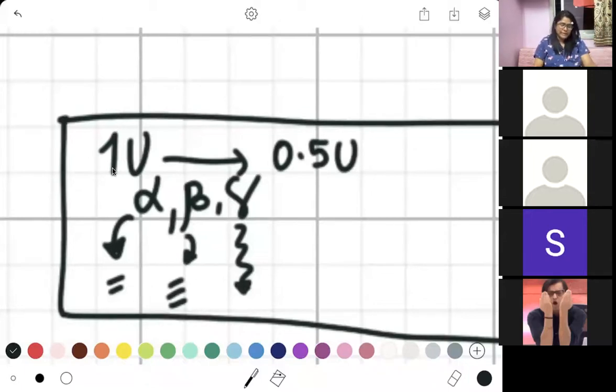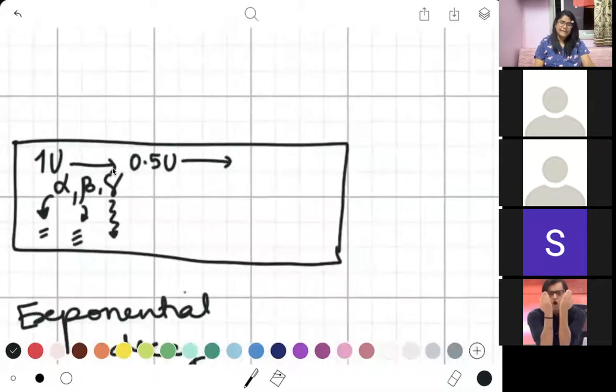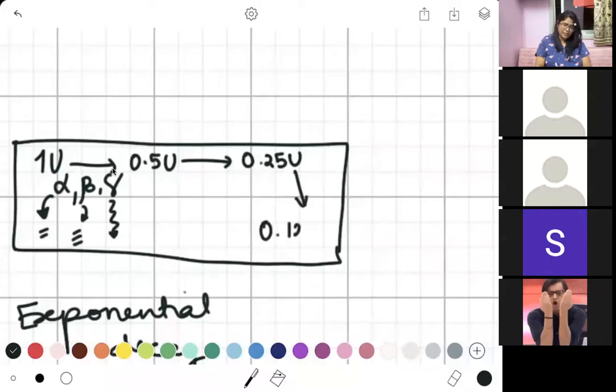One calculation. Next time when I want to calculate the half-life, I'm going to make half of the half. So this is going to become 0.25. This is then going to be broken down into more halves. So this is going to become 0.125. And this is going to go on decreasing exponentially like this. This is called my exponential decay.